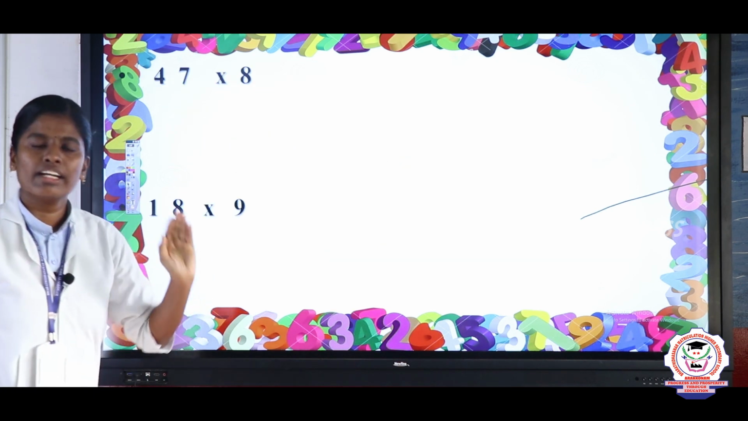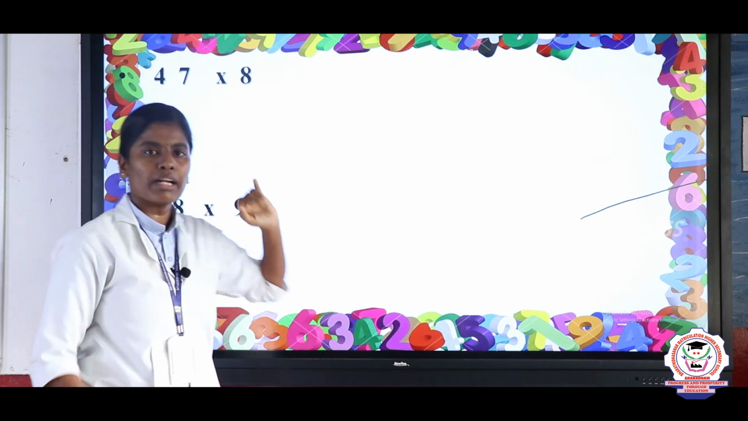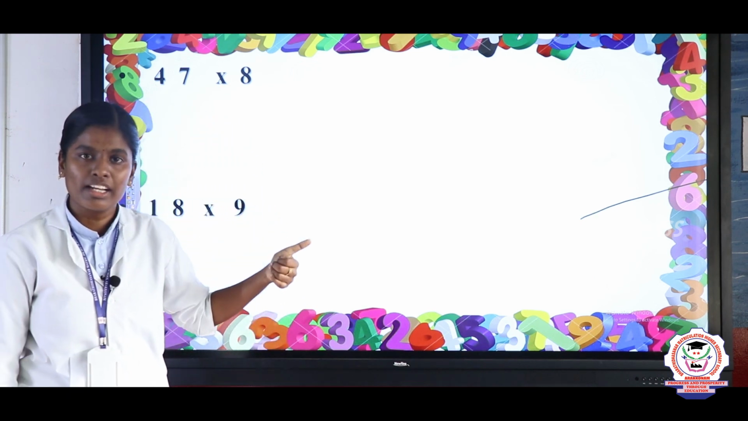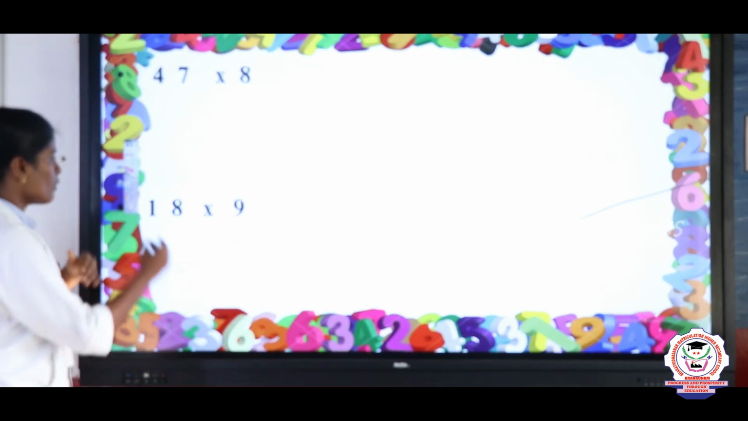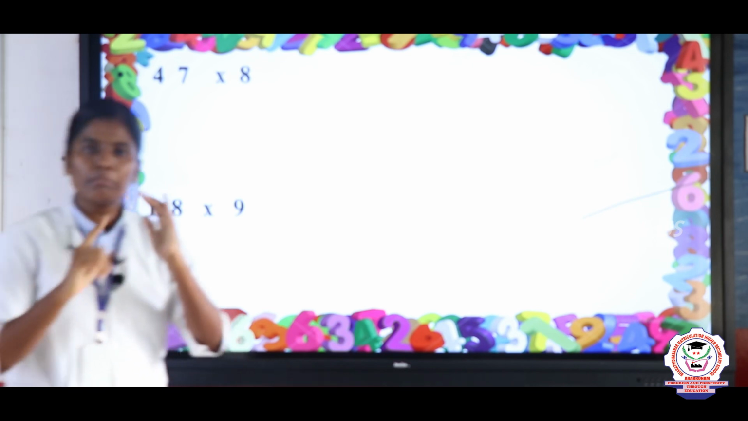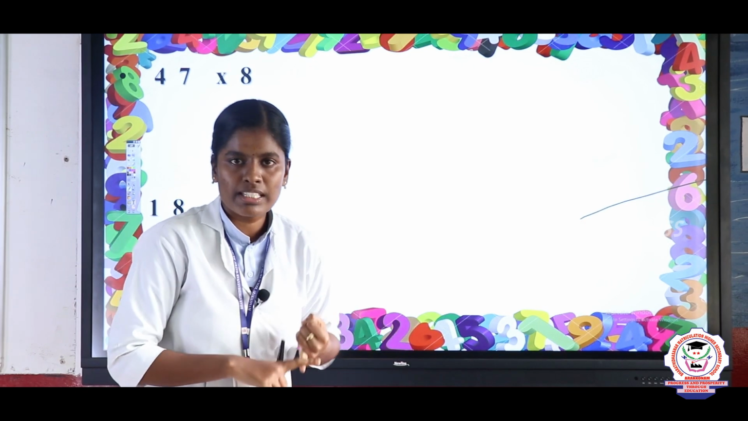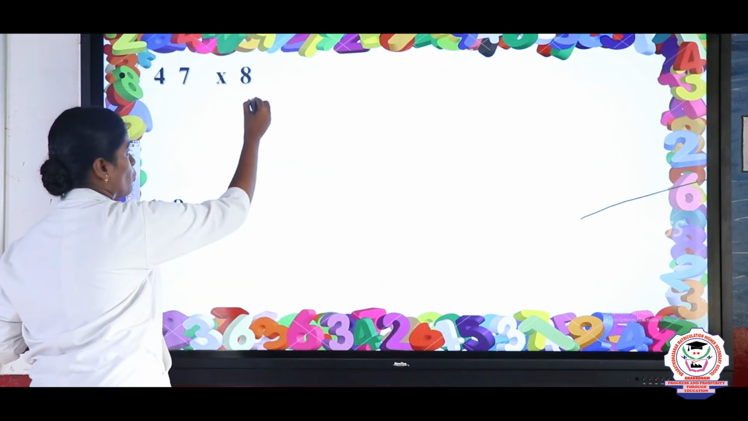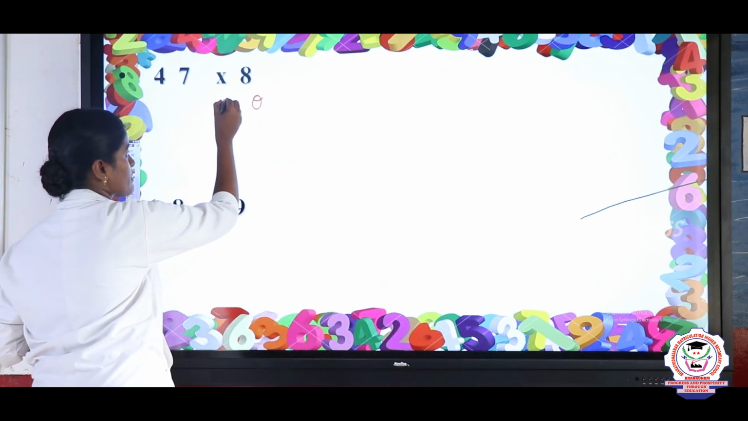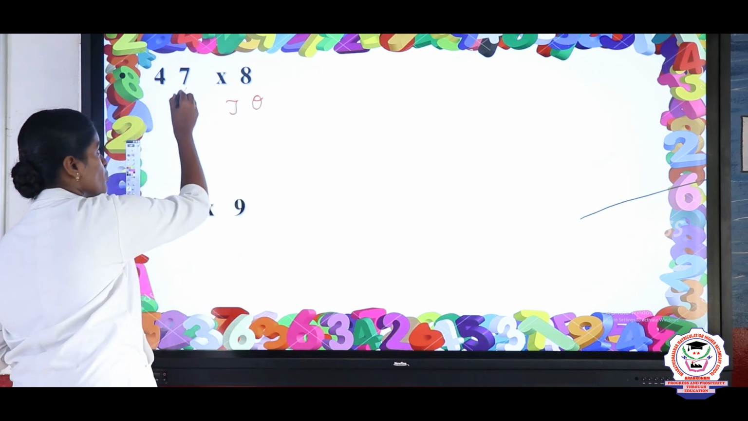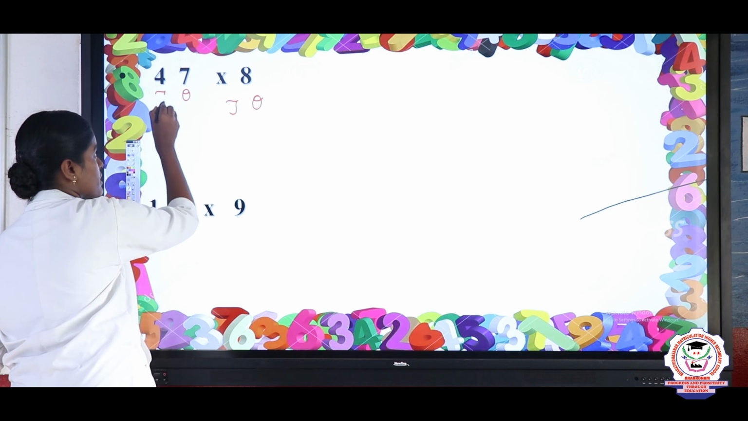So, next we have another example. 47 is multiplied by 8 and the next one is 18 is multiplied by 9. Now, we are going to multiply this. First, you should write the place values. What is the first place value? The first place value is ones. So, write ones and the second place value is tens. Okay. Now, you write here this is ones place value and this is tens place value.